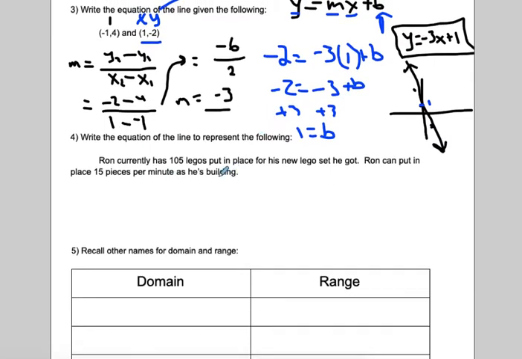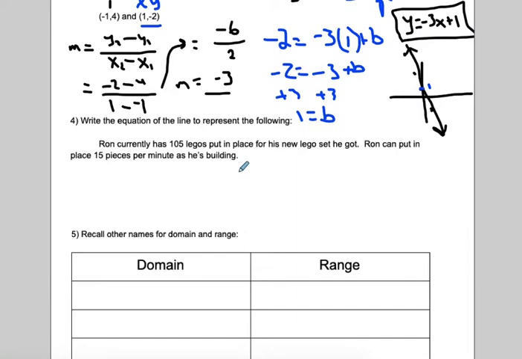Last one for writing an equation of a line that represents the following. So here we just got a funky scenario. My kids were playing with Legos the other day. And I do not have a kid named Ron. I have 2 girls. But anyways, Ron currently has 105 Legos put in place.